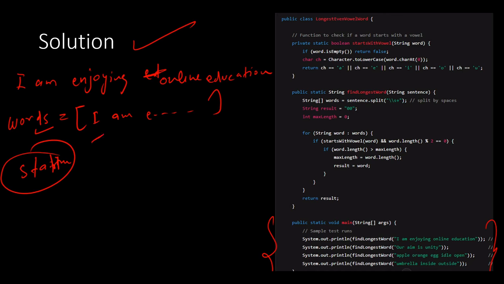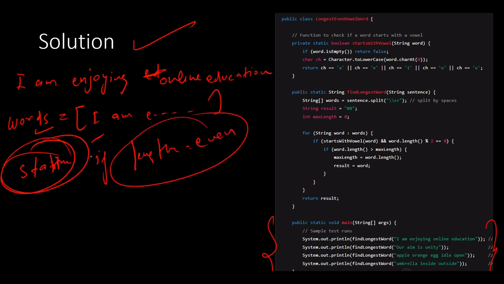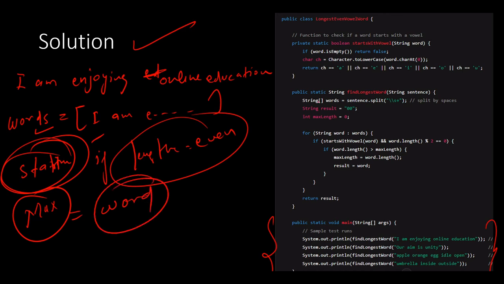And we will check if the length of the word is even. Suppose it is starting with a vowel and the length of the word is even, then we will check if it can replace the maximum length. If it is greater than the maximum length, we will update the maximum length and store the word, and it will give us the answer. Very easy.